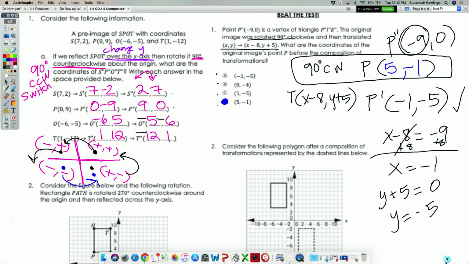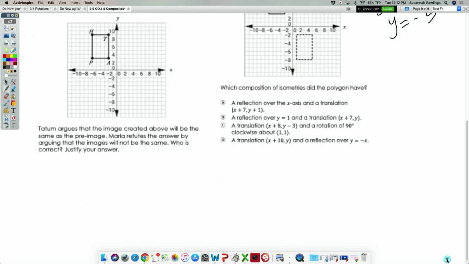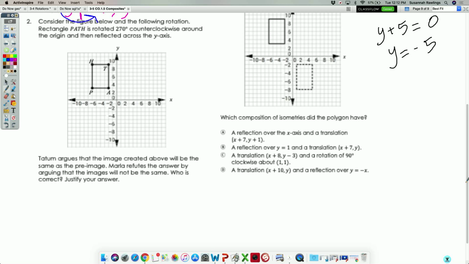Okay, so let's look at our last two. Okay, this one says, consider the figure below in the following rotation. Rectangle path is rotated 270 degrees counterclockwise. Let's rewrite that. How can I rewrite 270 counterclockwise? -90 or 90 degrees clockwise. Okay, and then reflected across the y-axis. Let's go ahead and just highlight the y-axis so we don't get confused there. So we are rotating it 90 degrees clockwise and then reflecting across the y-axis.